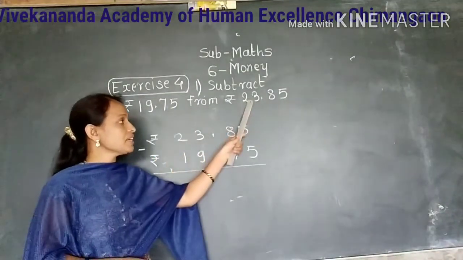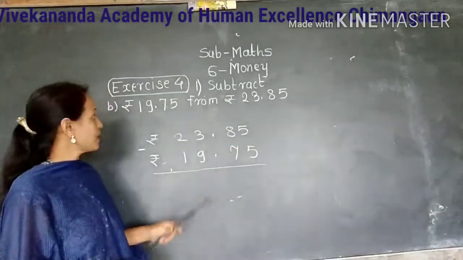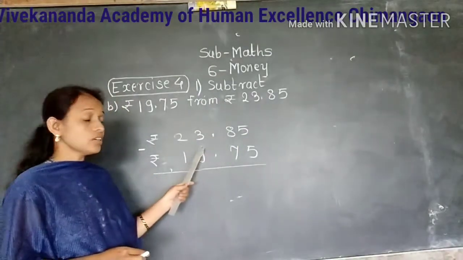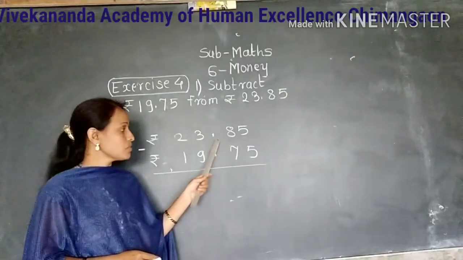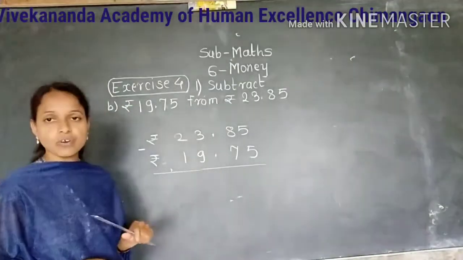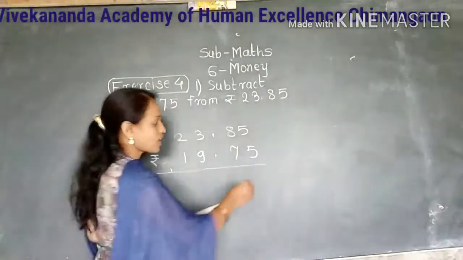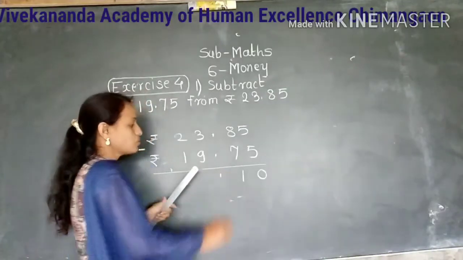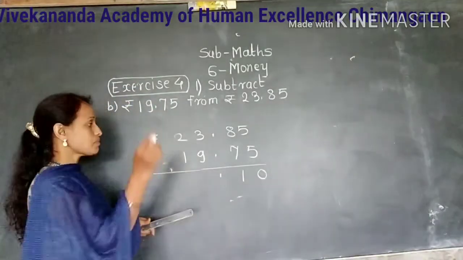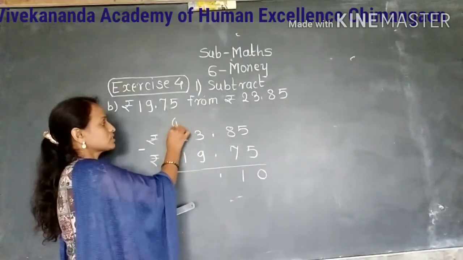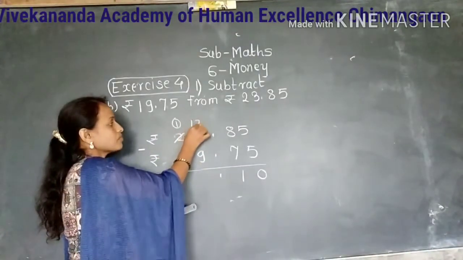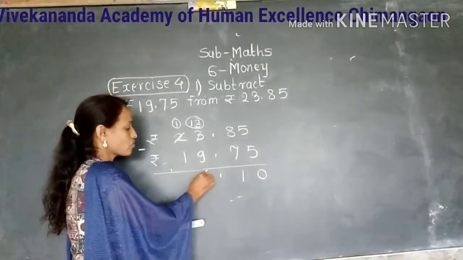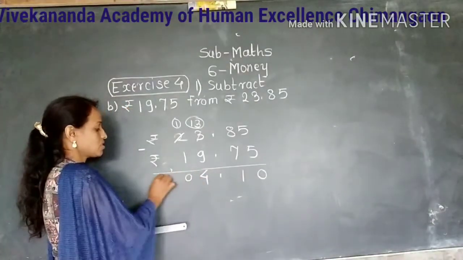19.75 rupees from 23.85 rupees. We subtract 19.75 rupees from 23.85 rupees. So here we arrange rupees and paise in columns. We separate it by putting the dot. Now we start from the right side. 5 minus 5, 0. 8 minus 7, 1. Put the dot. Now from 3 we cannot subtract 9, so we regroup. We borrow 1. Here 1 and this 3 becomes 13. Now subtract 9 from 13. 13 minus 9, 4. 1 minus 1, 0.